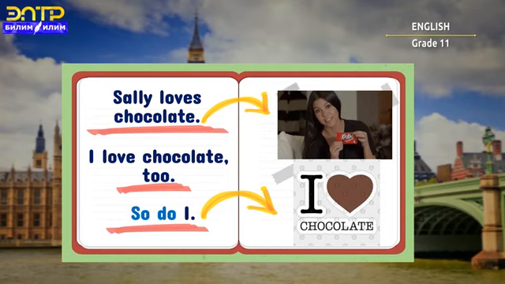But the question is, where did we get "do" from? Let's check it together. Look at the verb "love" here. The verb "love" here is in the present simple tense. So it consists of two things: "do," the helping verb, and "love" is the main verb. So we took "do," the helping verb, and used it to agree with the first sentence. Sally loves the chocolate, and so do I.